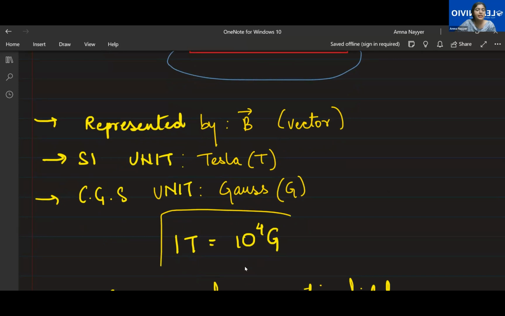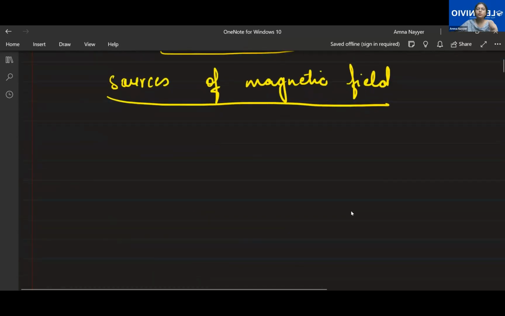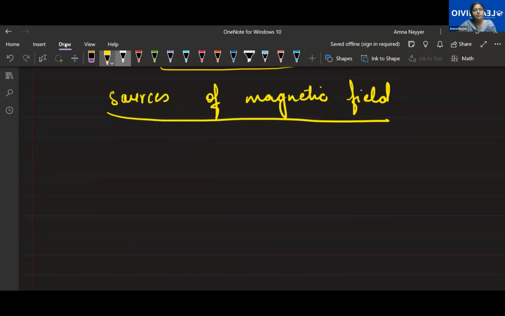So 1 Tesla is equal to 10 to the power 4 Gauss. This is an important conversion because it might be used. And if you have Gauss given, then use 10 to the power minus 4 Tesla, and vice versa. Okay, so this is what you should know. And let me just talk a little bit about the sources of magnetic field.